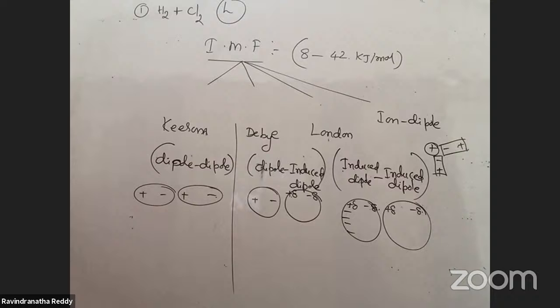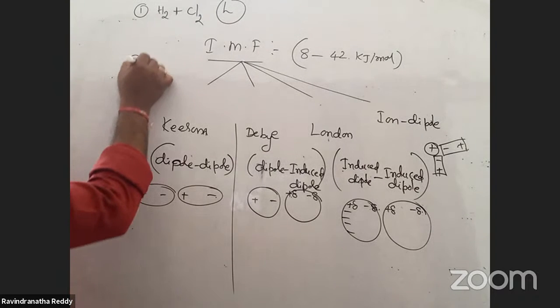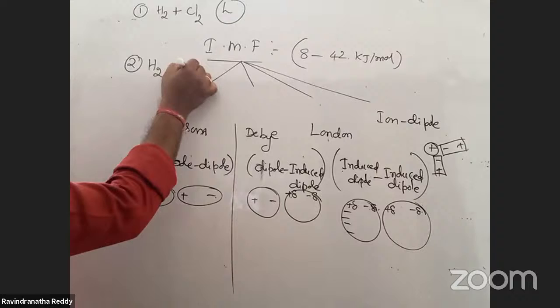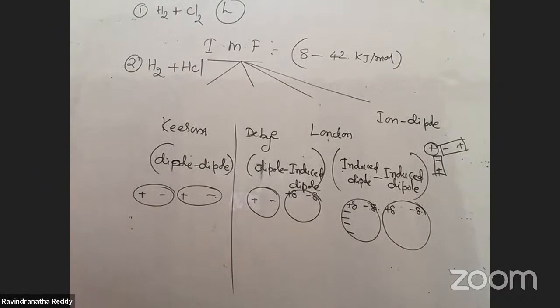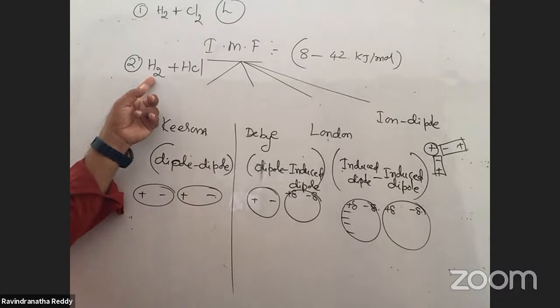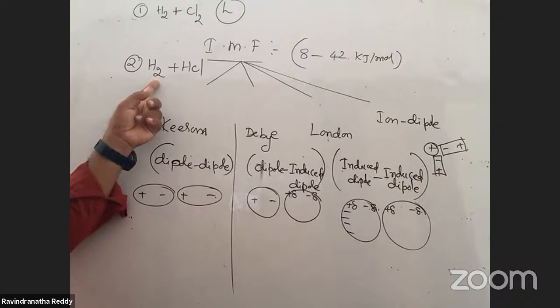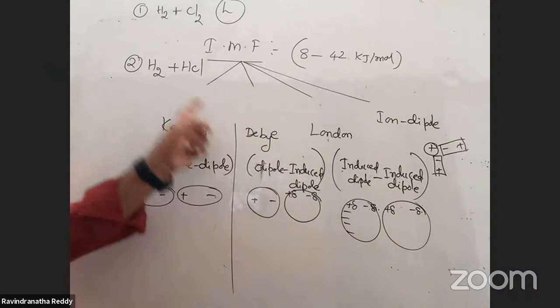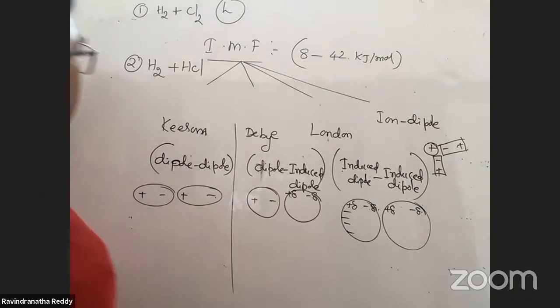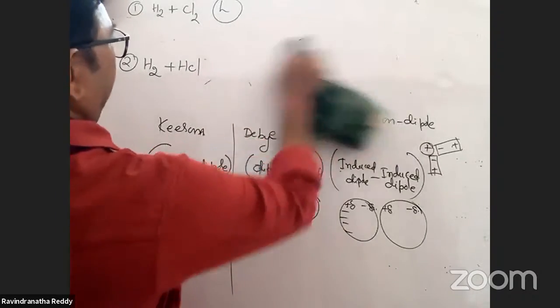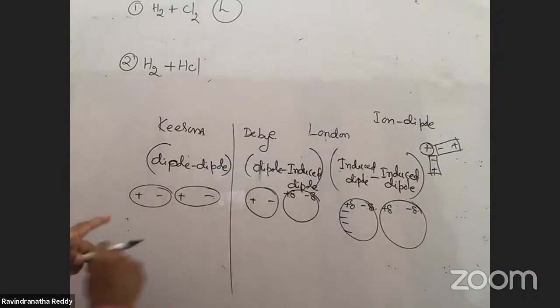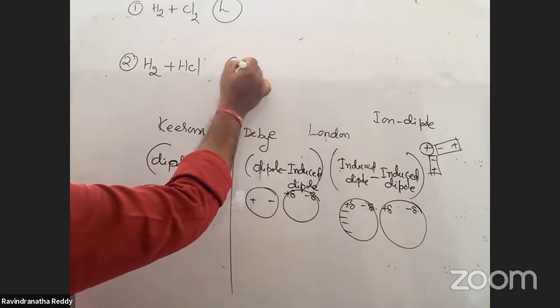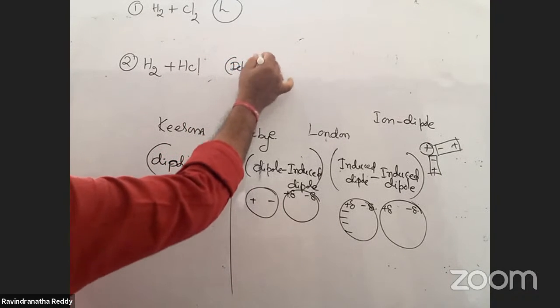For example, H2 and HCl, what kind of interaction? Element means induced dipole. Compound means dipole. So here it is dipole, induced dipole. Dipole interactions.